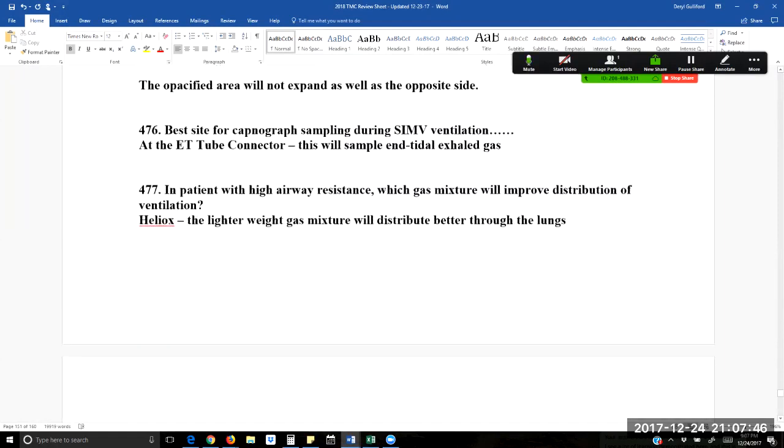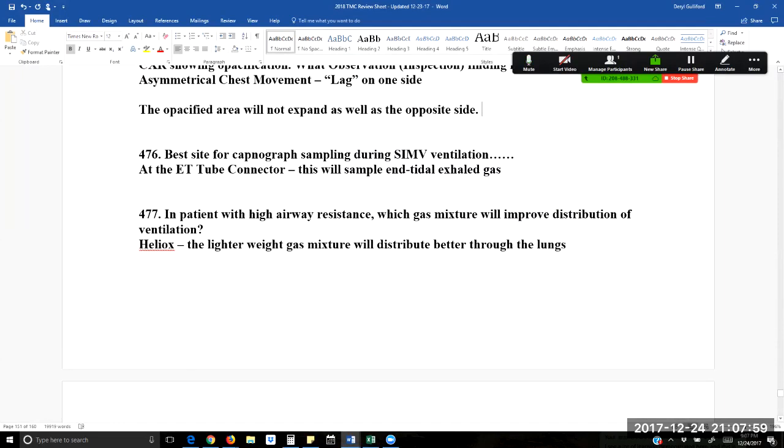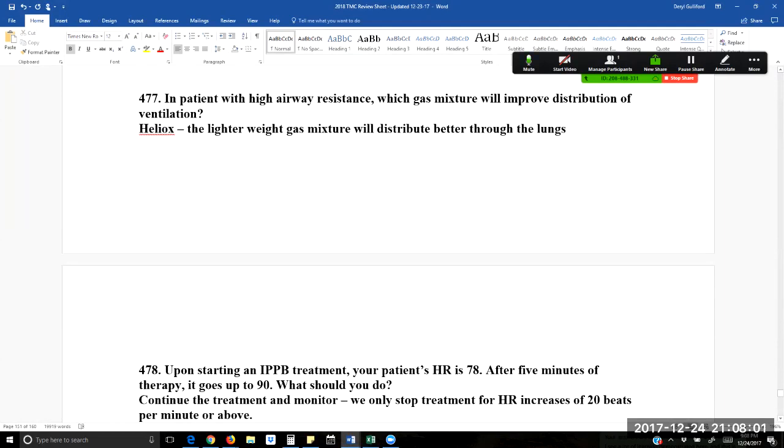Okay, best site for capnography sampling during SIMV? Well, it's at the ET tube connector. That's going to be the most accurate place to sample your end-tidal exhaled gas and get the closest possible measurement. 477, patient with high airway resistance, which gas mixture will improve distribution of ventilation? It's Heliox. The lighter weight gas of Heliox, which is 70 or 80% helium, will distribute better through the lungs in patients with high airway resistance.